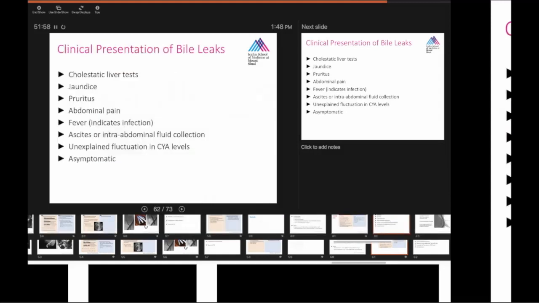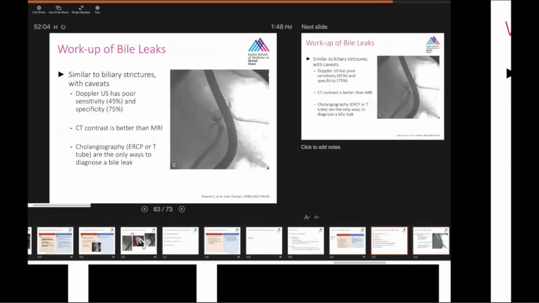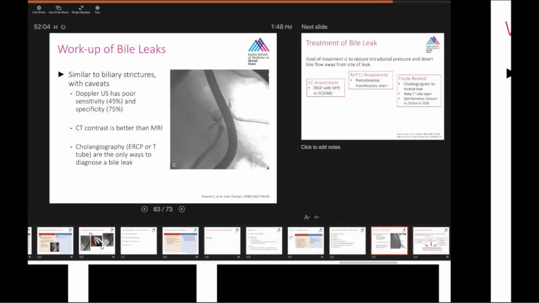Clinical presentation is very, very similar to biliary strictures. How do you work them up? Similar, you start with ultrasound. The caveat with ultrasound is that it's good for the ducts, but not really very good for fluid collections. CT is better than MRI in looking at fluid collections, and really you need cholangiography to diagnose the bile leak, and here you see the leak over here.